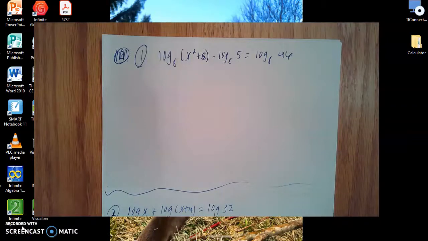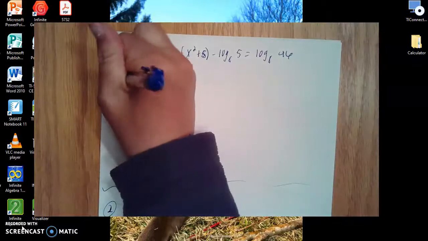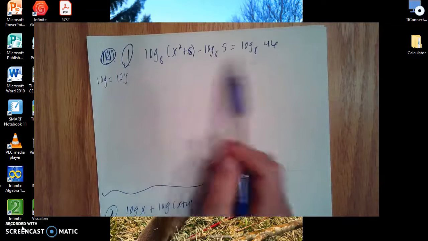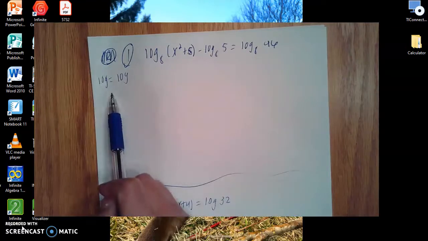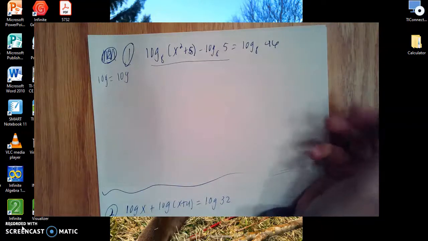Alright, so this is one of the ones you had troubles with. The main thing that you need to do is have it be log equal to a log. So if you look at this first one, I have 3 logs. I'm only supposed to have 2. So you're going to take these 2 logs and we're going to rewrite them as 1.